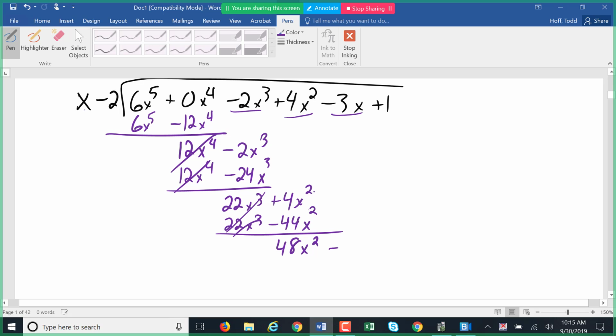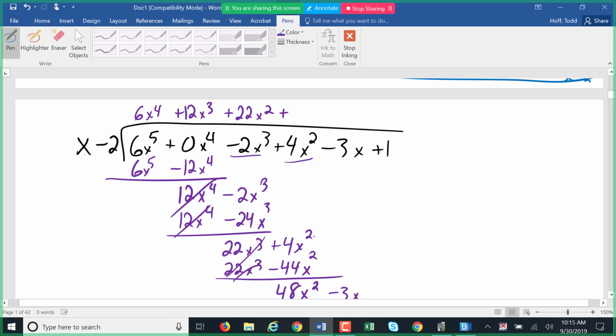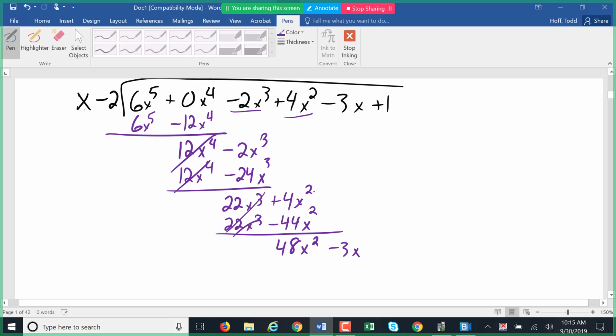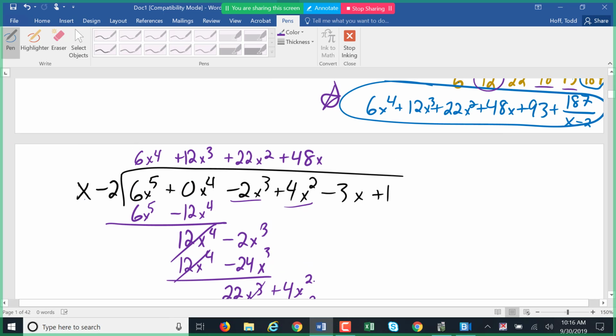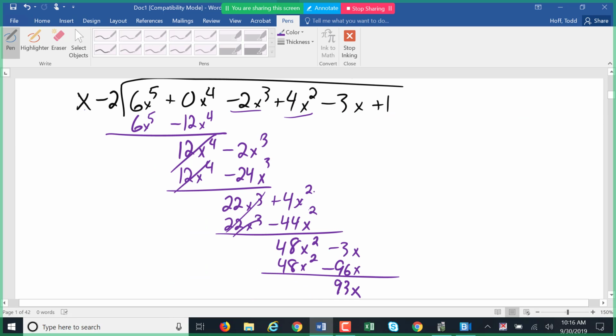Bring down the negative 3x. This becomes 48x. Multiplying it through, that's 48x squared minus 96x. Negative 3 minus negative 96 is 93x. That gives us the 93 here that we multiply through.